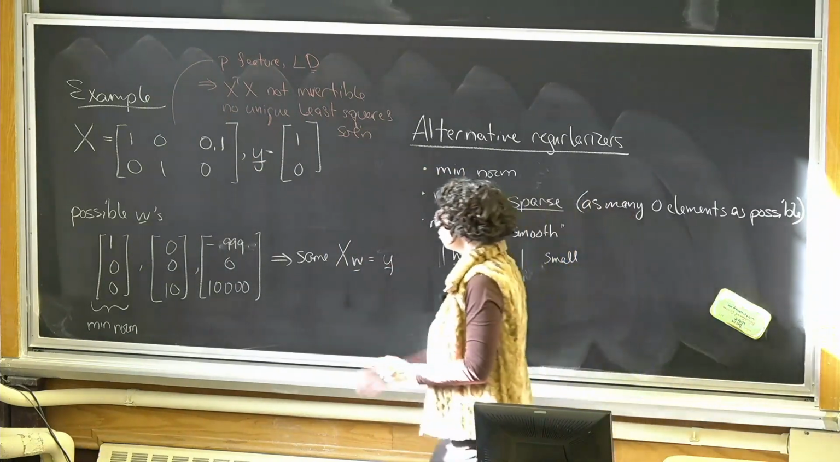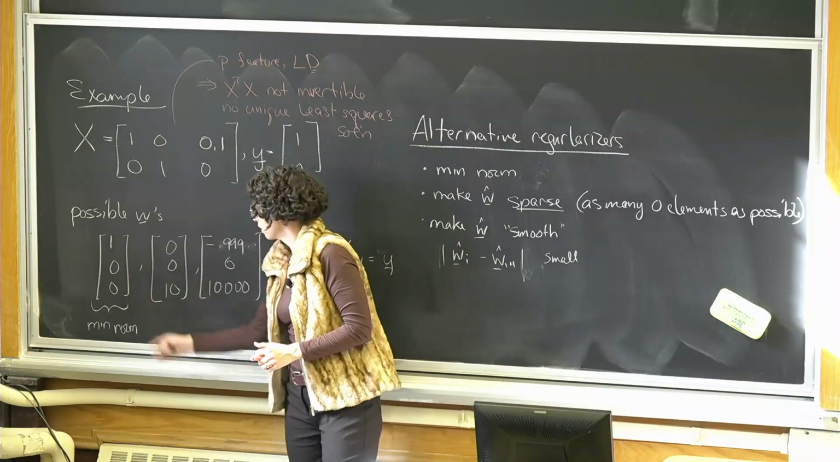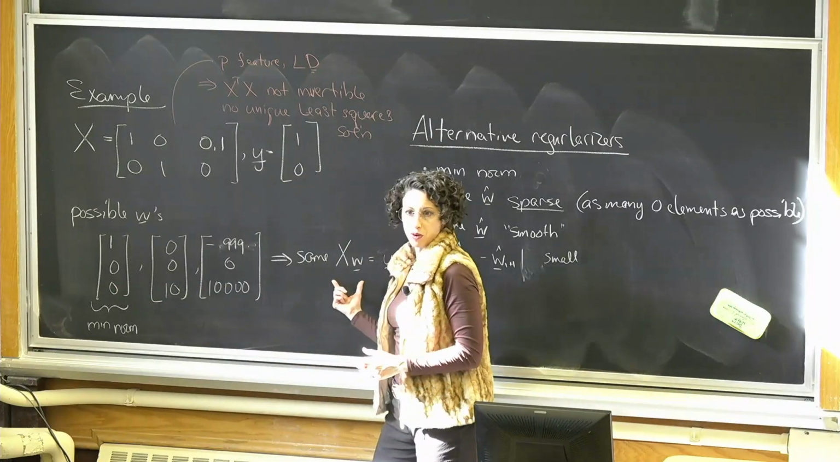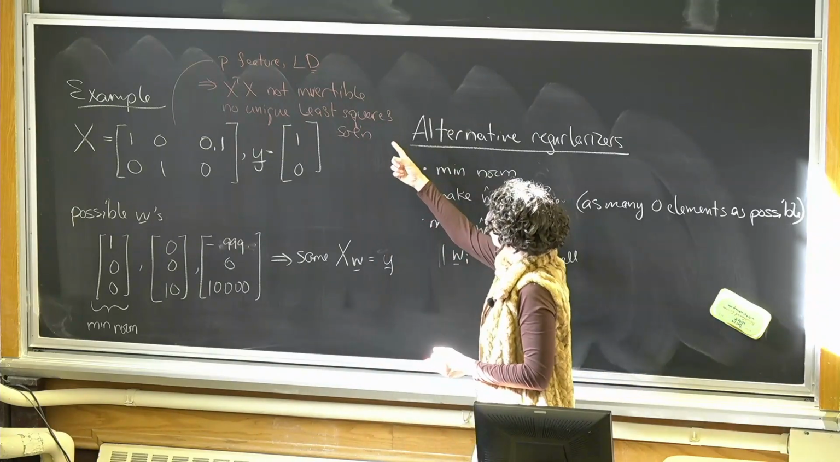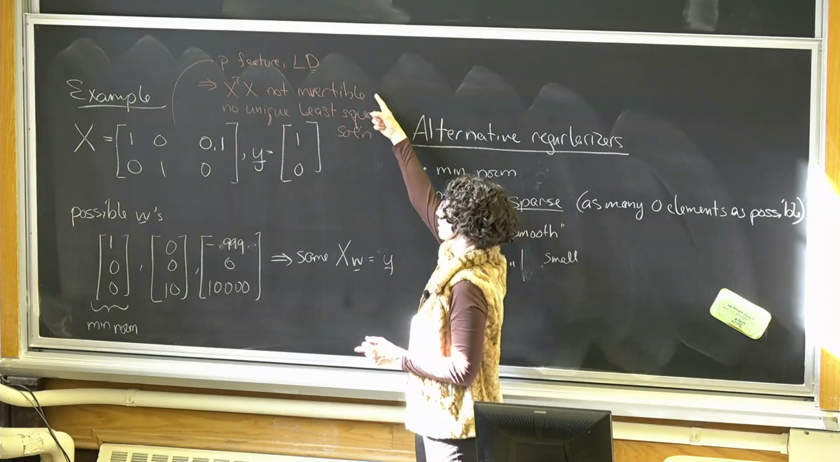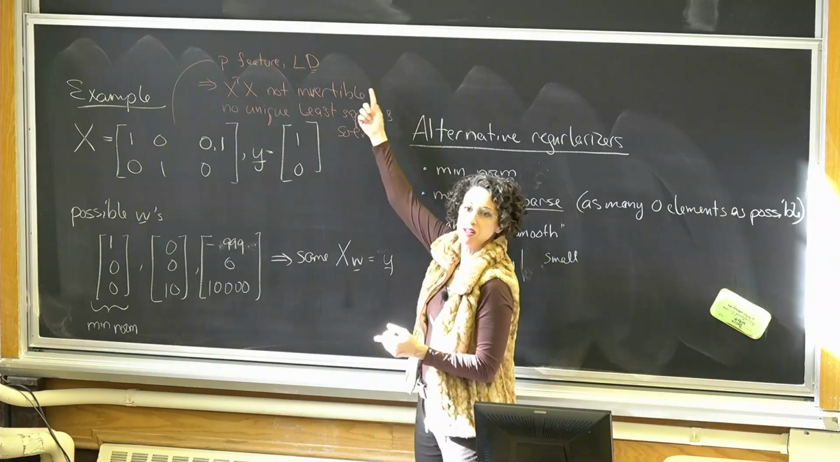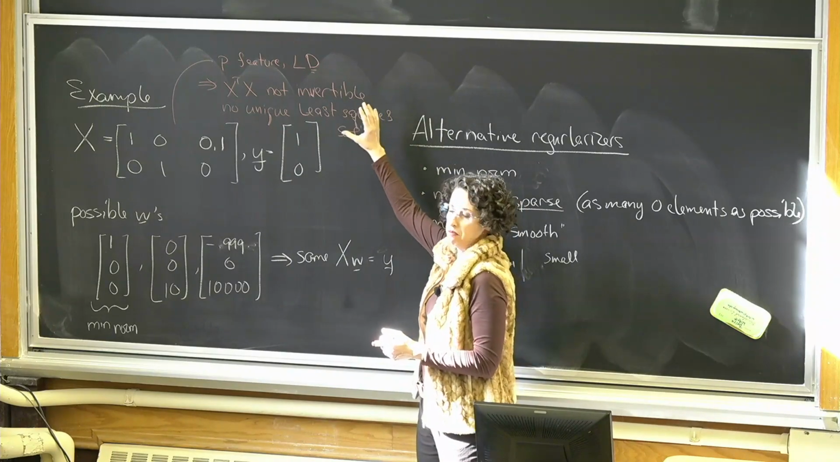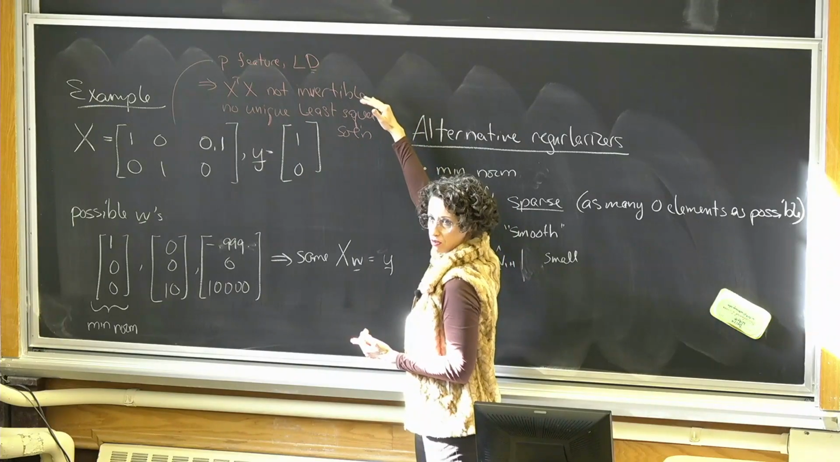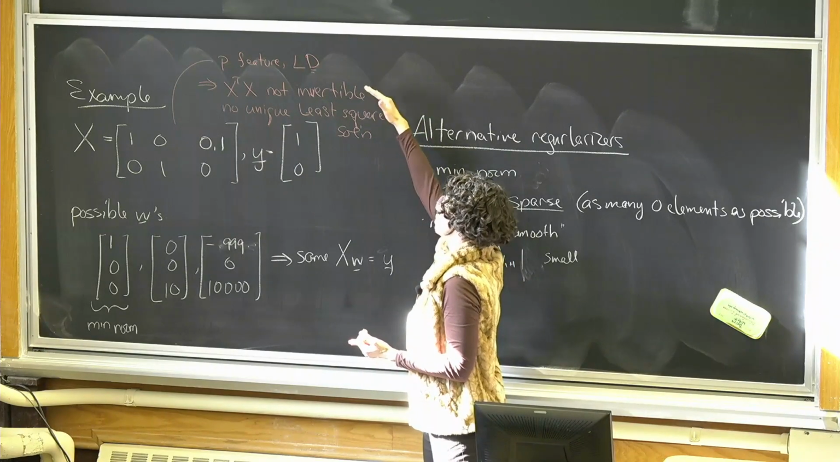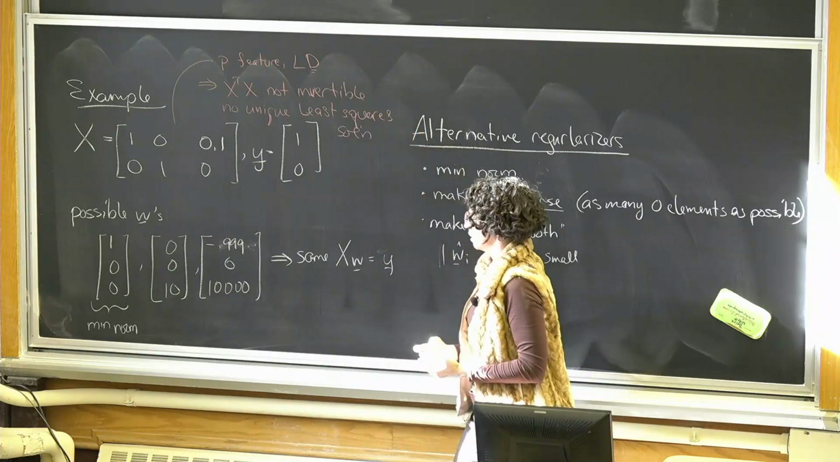Right? So there's multiple different weight vectors here. They give me the same sum of squared errors, which is 0. So there's no unique least squares solution, and that's intimately related to the fact that X transpose X is not invertible. The way to think about it not being invertible is that there is no unique solution here. And this is because my P features are linearly dependent.